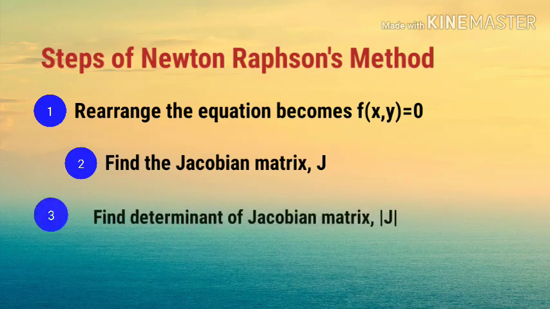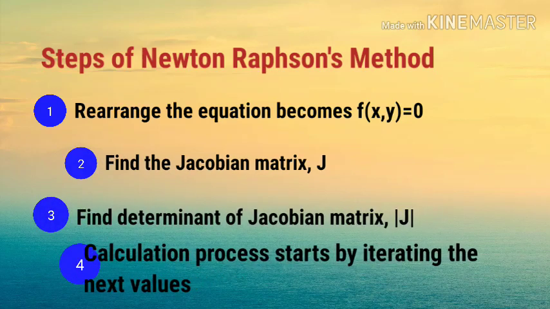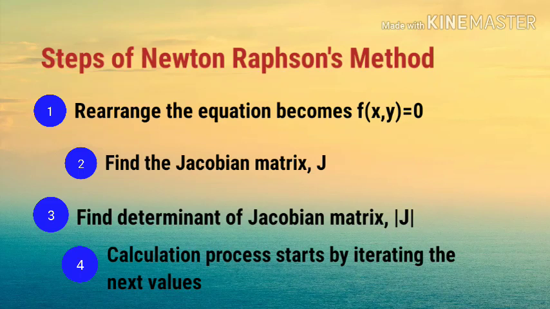These are the steps of how to solve by using the Newton-Raphson method. Step number 1. Please rearrange your equation so that your equation is equal to 0. Step number 2. Find the Jacobian matrix J, where all the elements come from the partial derivatives of our equation. Number 3. Just find the determinant of Jacobian matrix J. Last step, step number 4. Start your calculation by iterating the next values.